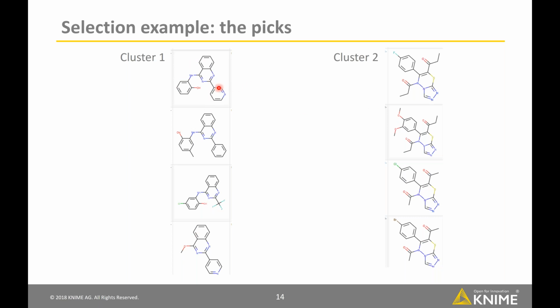And I show here 2 examples of the cluster centroid and the neighbors around it. So that's the idea. We're doing 2 things. We want to have good coverage, so we do a diverse pick initially, and we want to have a bit of SAR available, so we pick neighbors of each of those compounds.